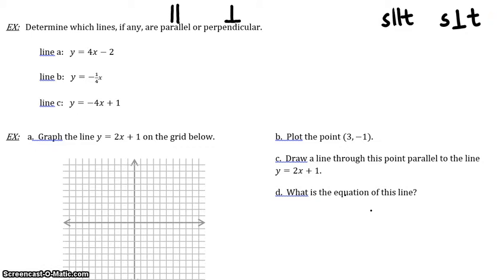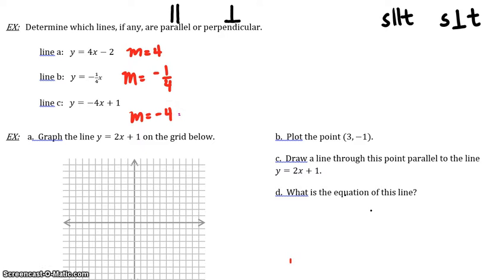So now our problem here is to determine if the lines are parallel, perpendicular, or basically neither. Okay, so we're going to look at the slope of A, the slope of B, and the slope of C. That's what's going to tell us if they're parallel or perpendicular. So the slope of A is 4 because it's in y equals mx plus b. The slope of B is -1/4. And the slope of C is -4.